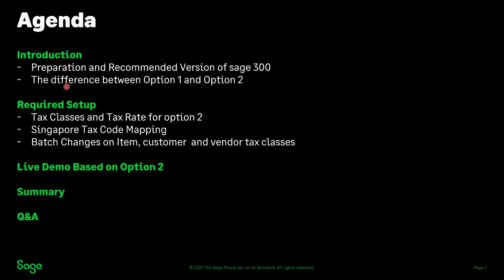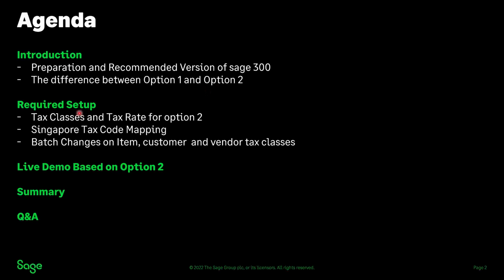Then in the next slide, we will take a look at the difference between option number 1 and option number 2, and why SAGE came out with 2 options for next year's Singapore GST rate changes. Just to highlight to all of you, we have done option 1 before, back in August 2022. And we hope that in today's session, we can elaborate more on option number 2.